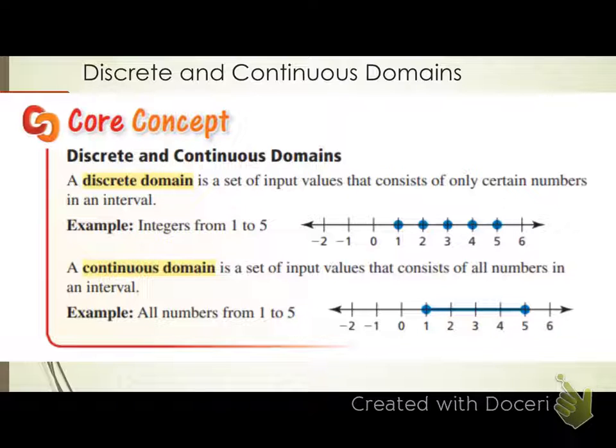Does that make sense? So continuous means that they're representing all the numbers on that interval. Discrete means it only consists of certain numbers. Okay? Any questions about discrete or continuous?